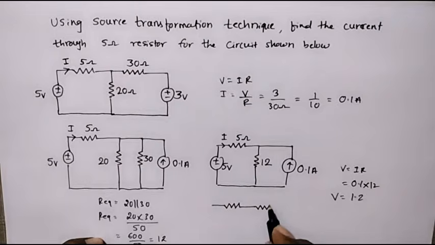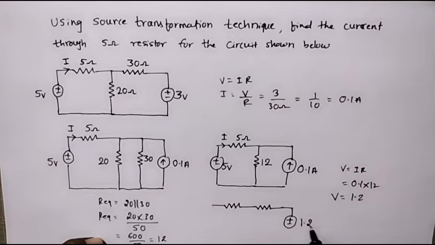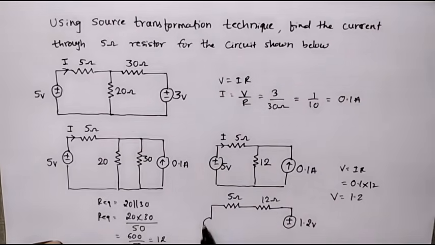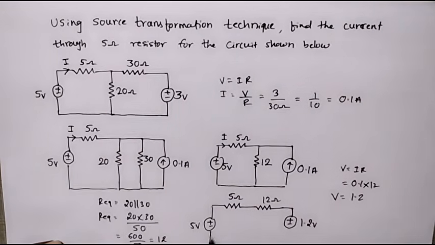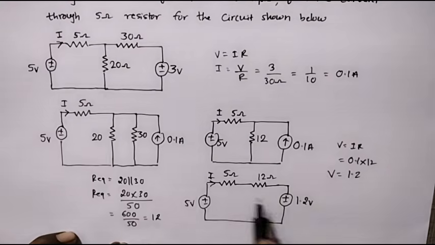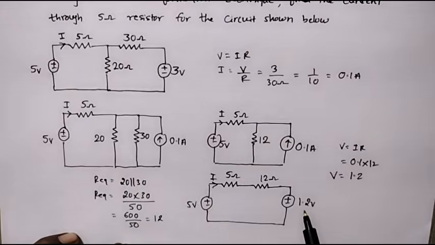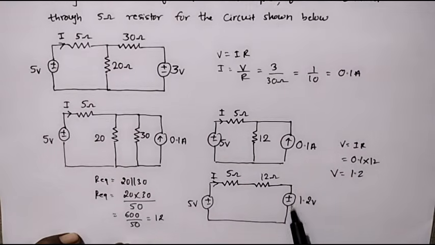The 12 ohm resistor will be in series and we connect a voltage source of magnitude 1.2. The value of this resistor is 12 ohm. The 5 ohm is connected here as usual and there is a voltage source of 5 volt. So this is I. Now we can observe that there is only one loop and in this loop current I is flowing. Here the 5 volt voltage source is in series with 1.2 volt. Look at the polarities, that is minus plus, plus minus.